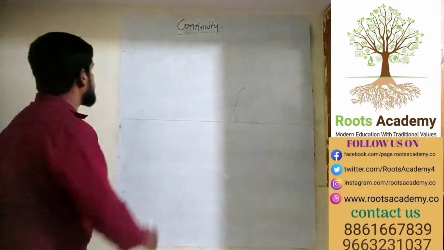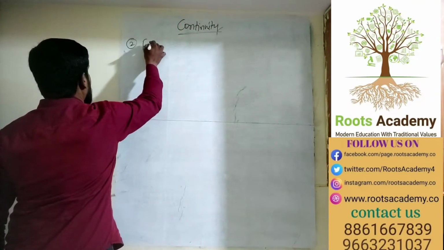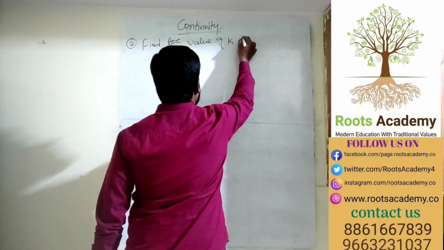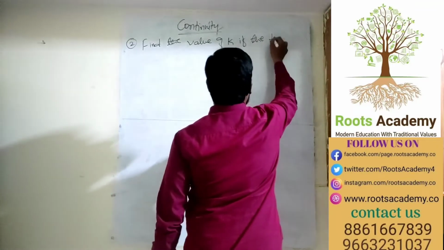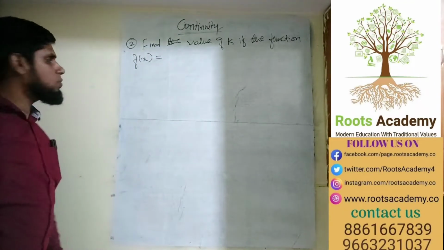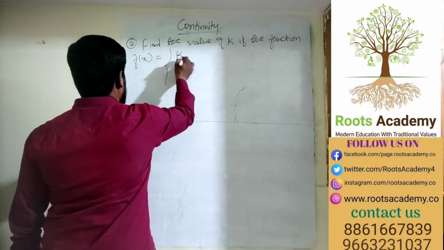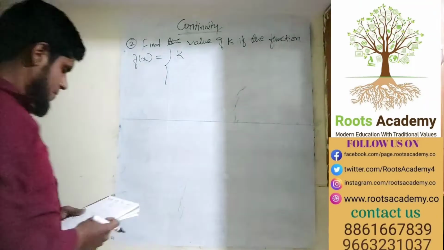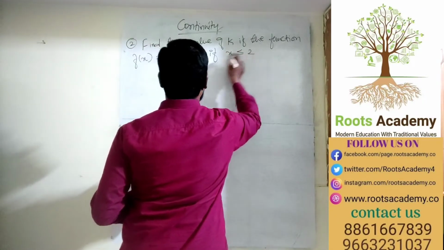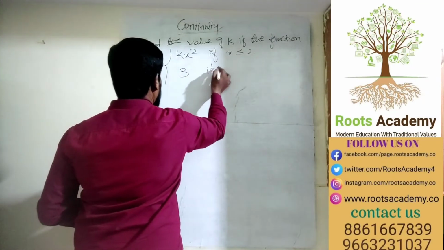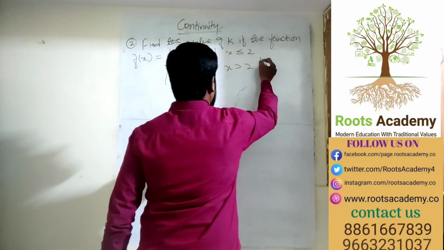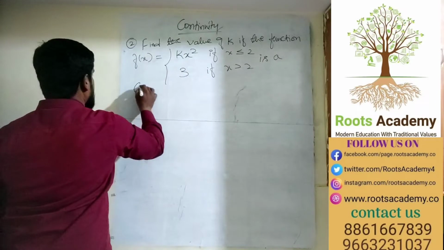Okay students, now let us go to the next problem. Find the value of k if the function f of x is equal to kx square if x is less than or equal to 2, and 3 if x is greater than 2, is a continuous function.